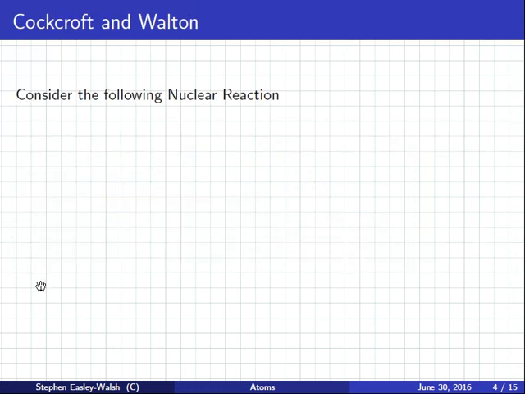Right, consider the following nuclear reaction. We have a hydrogen and a lithium, and we fire the proton at the lithium. And what happens? We get 2 alpha particles. Is this equation balanced? Well, let's have a look. How many protons do I have on the left? 4. And on the right? 4. And how many nucleons? 8. And on the right? 8. And how many neutrons? 4 and 4. So everything seems balanced.